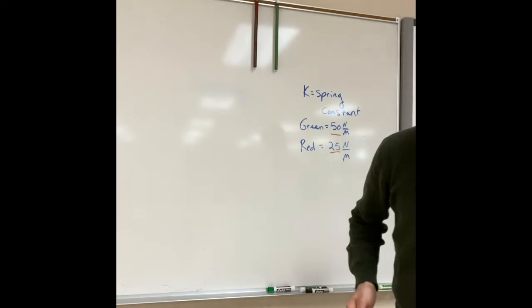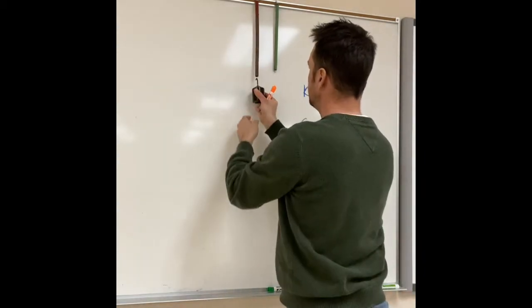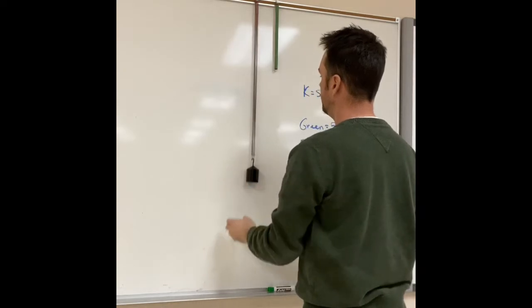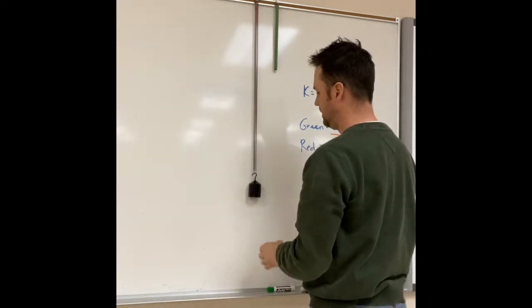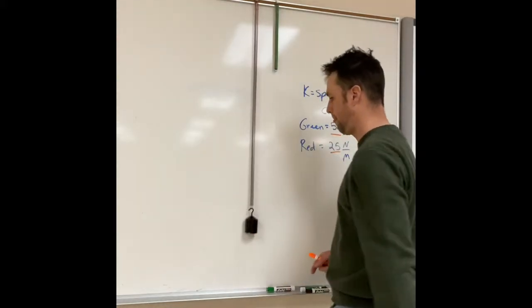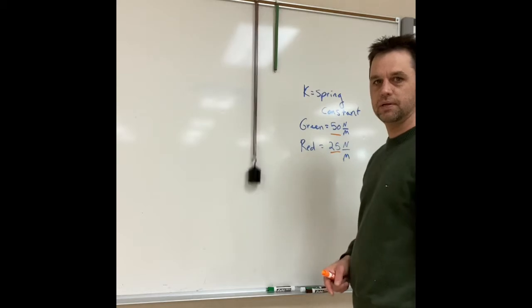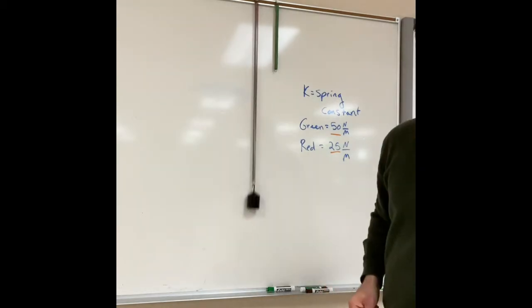So if I put a 1 kilogram weight on the red one, and I start oscillating, you can see that it has a regular period. There, I increased the amplitude of its oscillation a little bit. So you can see it has a regular period.